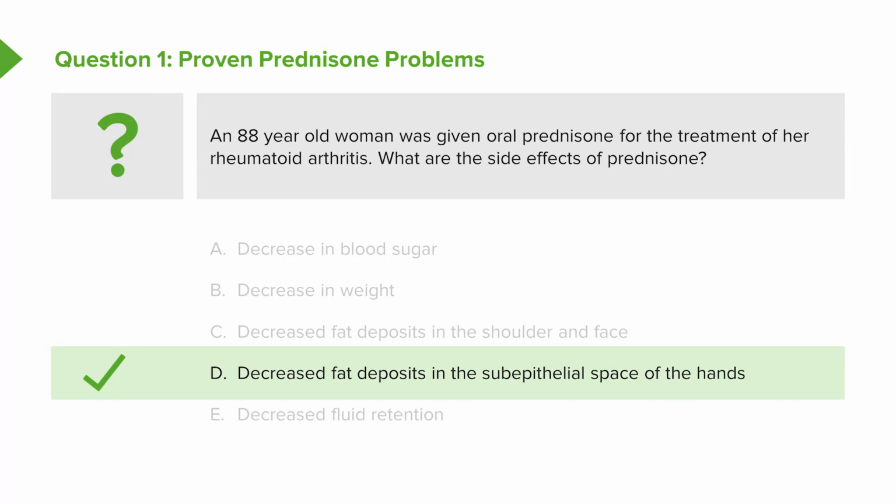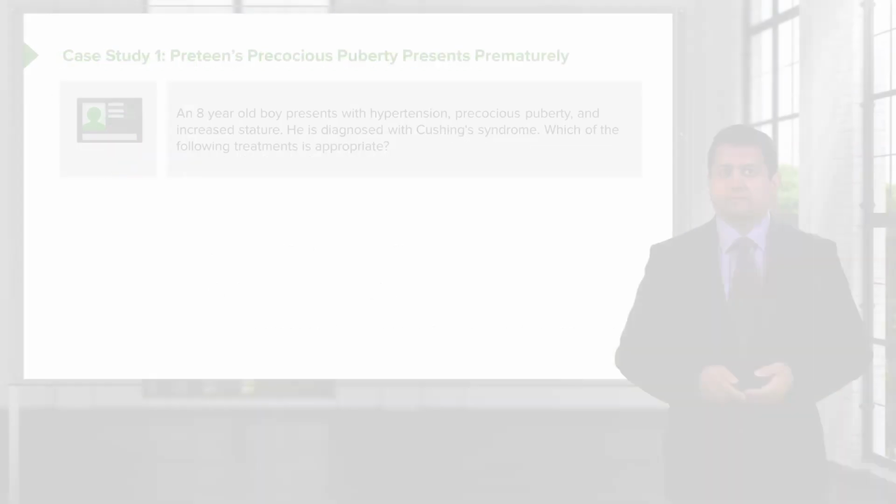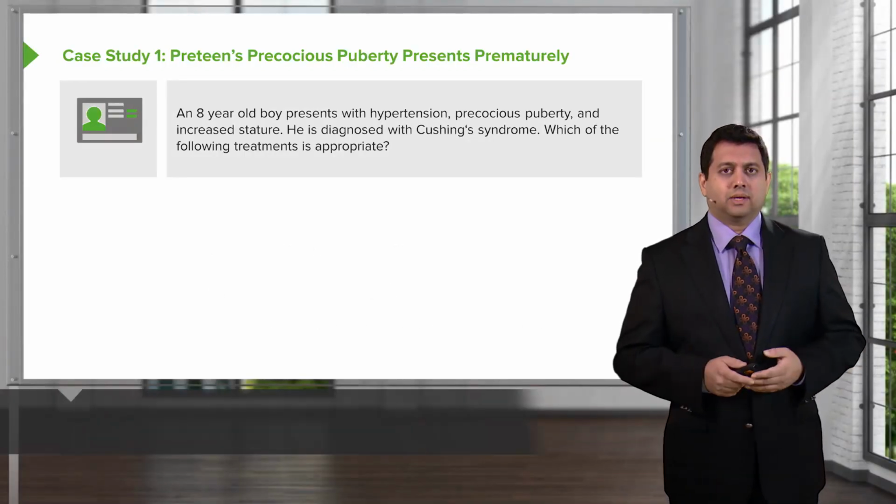The other answers are all wrong. Prednisone will cause an increase in blood sugar. Prednisone will cause an increase in weight. Prednisone will cause an increased fat deposit in the shoulder and face. And prednisone will cause increased fluid retention. Let's go on to the next question.